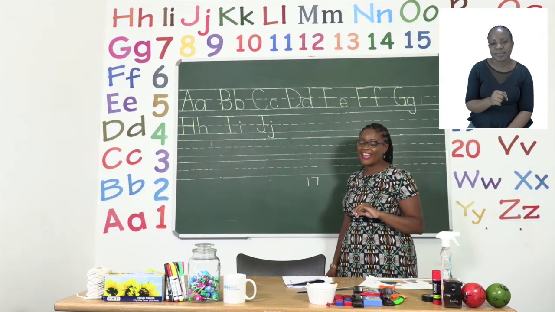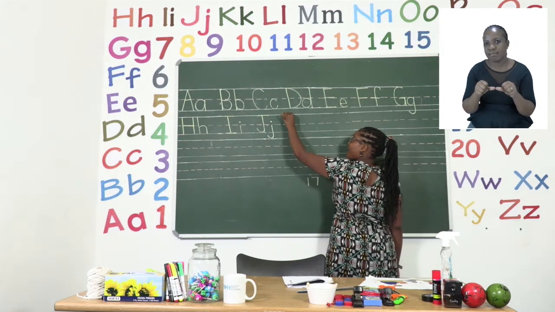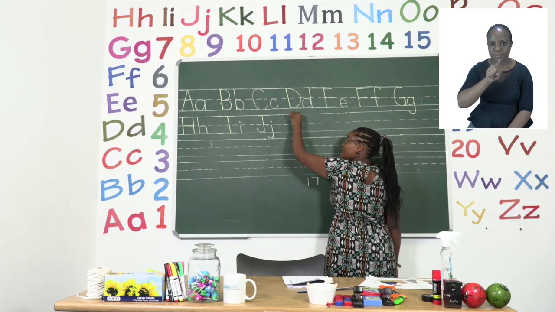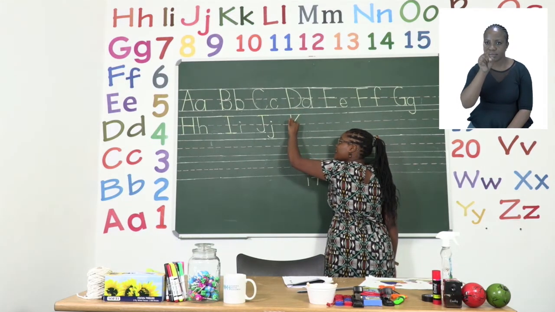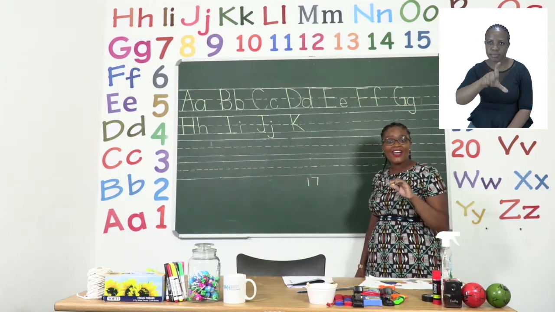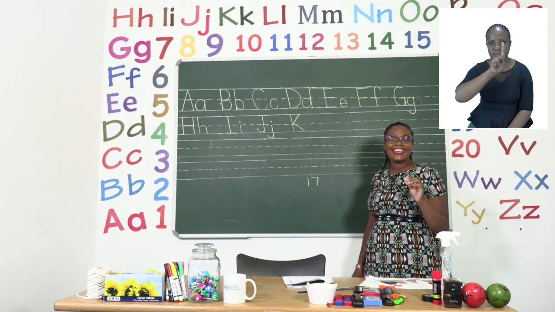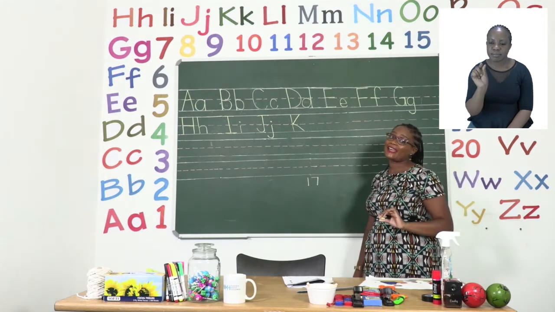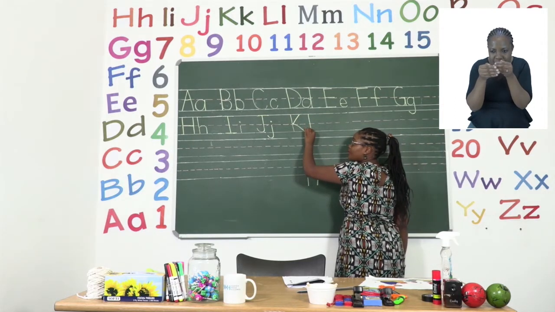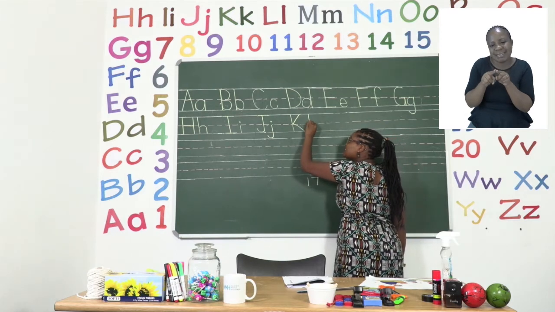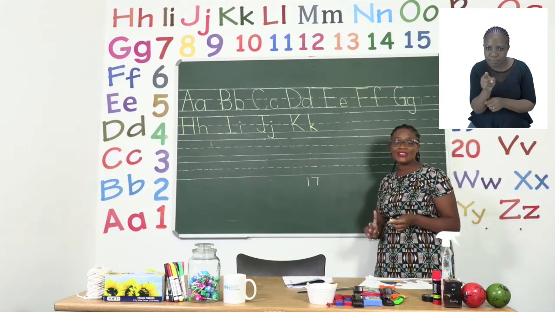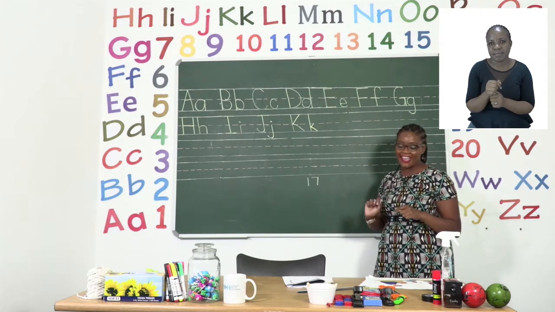Let's move to K. Now K has his body straight down, and then he has his arm high in the air and his feet touching the ground. This is capital letter K, also known as K. Now small letter K looks like capital letter K, except his body is touching the top and bottom line, but his hands only touch the dotted line and his feet are spread out. This is how we know that this is the letter K.